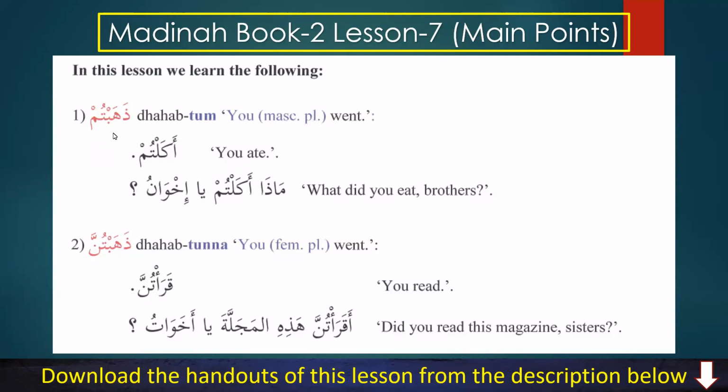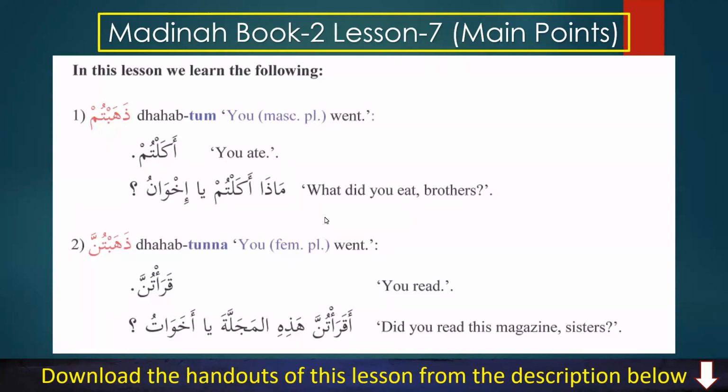So on this pattern, like dhahabtum, we have learned verbs like nasara, daraba, fataha, and samia. So you can make nasartum, similarly darabtum, sami'tum, and jalastum, and all the verbs that we have learned, you can make the conjugation based on this pattern.